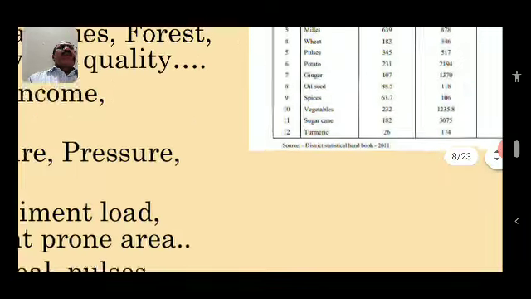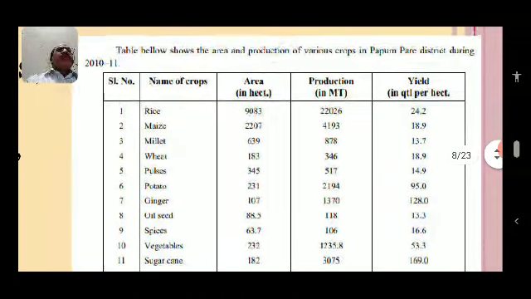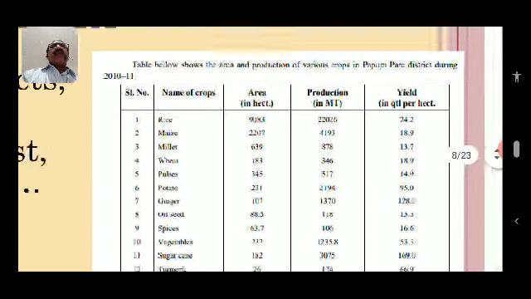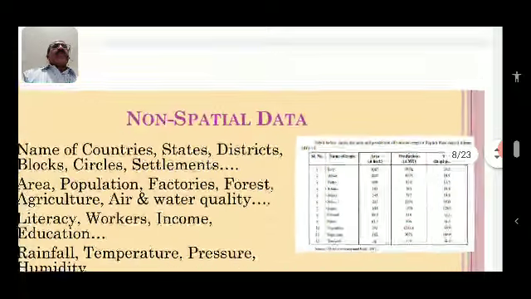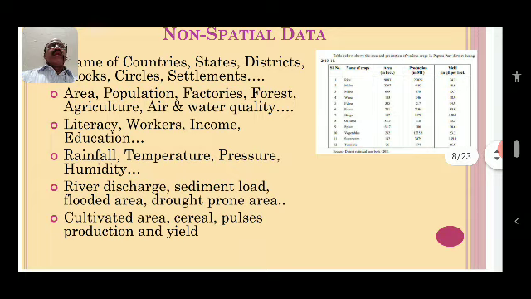If you see a data table like this, this is for Papumpare. Okay, so how much is the rice area production? That means for Papumpare district, the rice cultivated area. Geographically it will not show the exact area on the ground, rather it is statistics. So these are all non-spatial data. Within Papumpare, how much area is used for different crops.